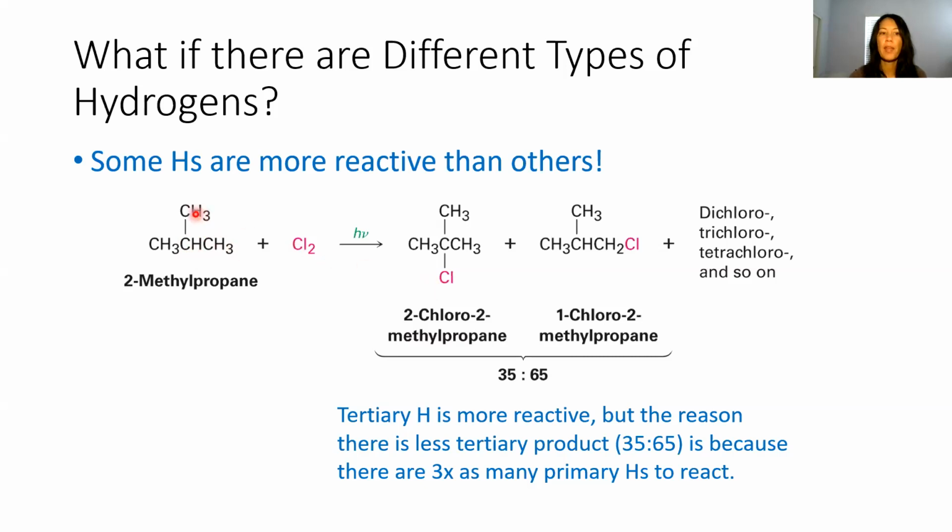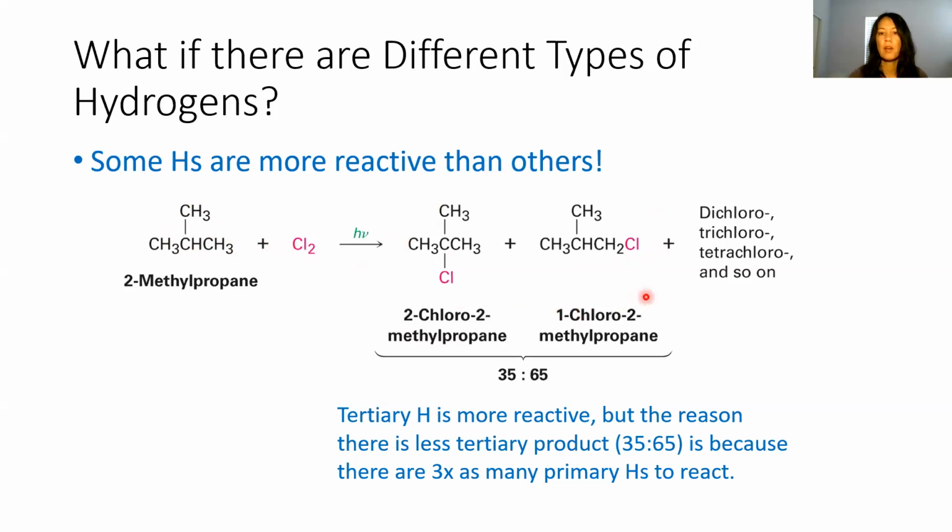Or I could react with any of these primary H's. So I have 9 of them to choose from, so you actually have more, and you could form this type of product. This reaction can keep going. We can form the dichloro, trichloro, tetrachloro products, and so forth. We're going to just focus on what's formed here.